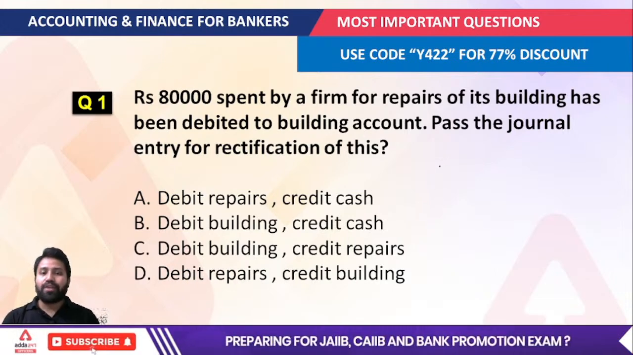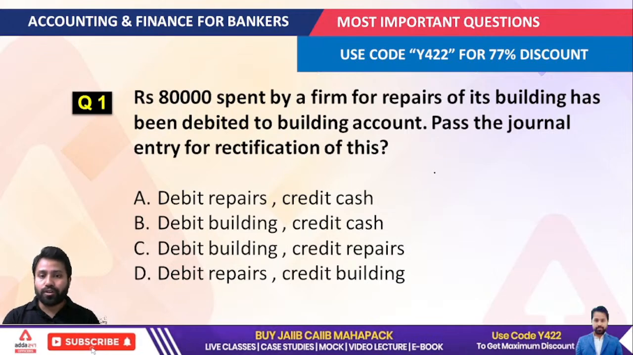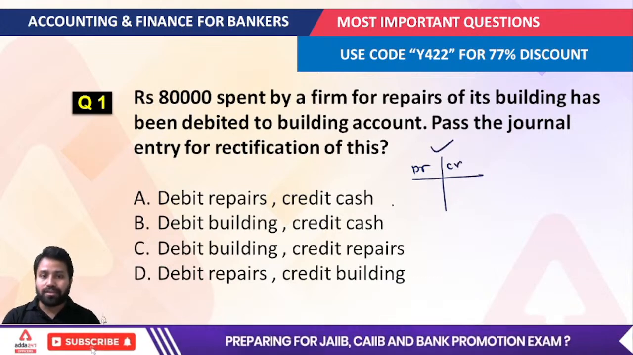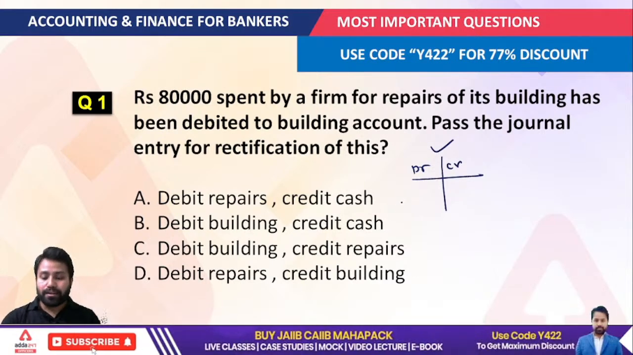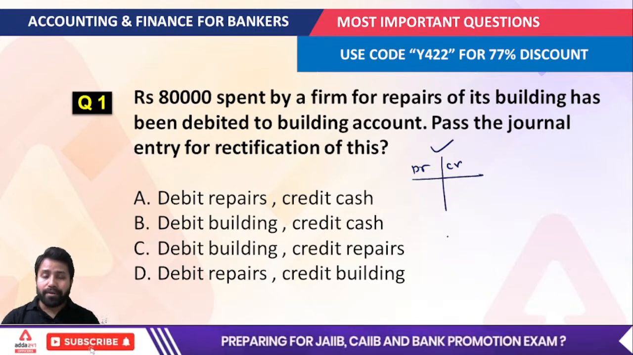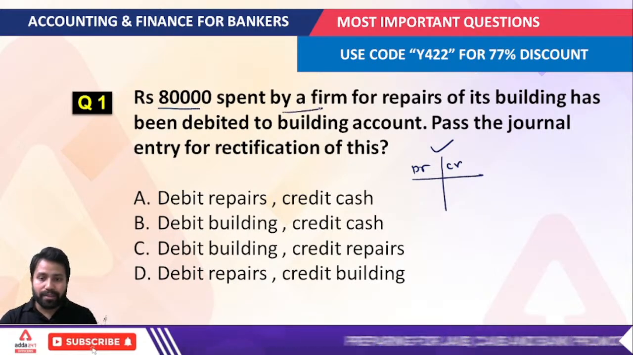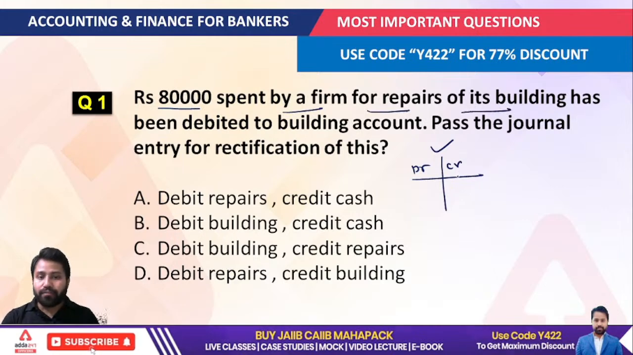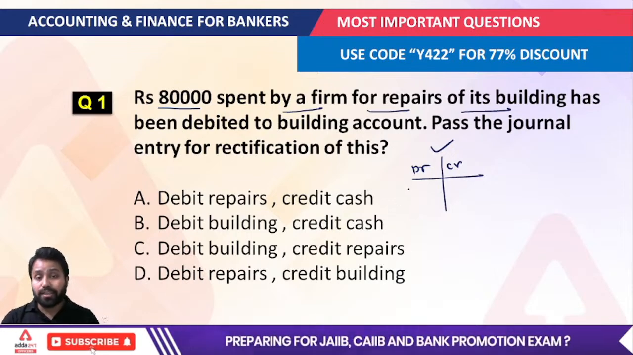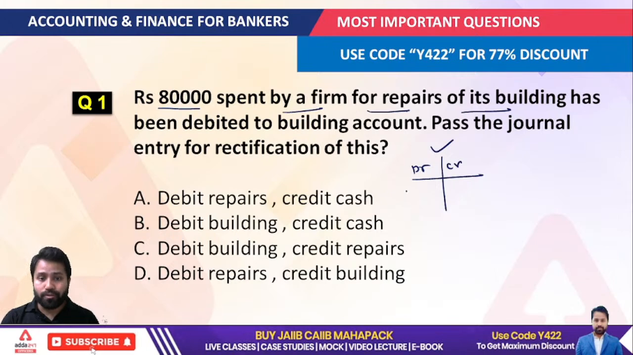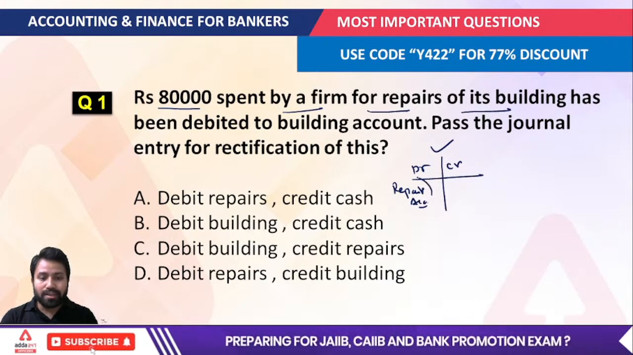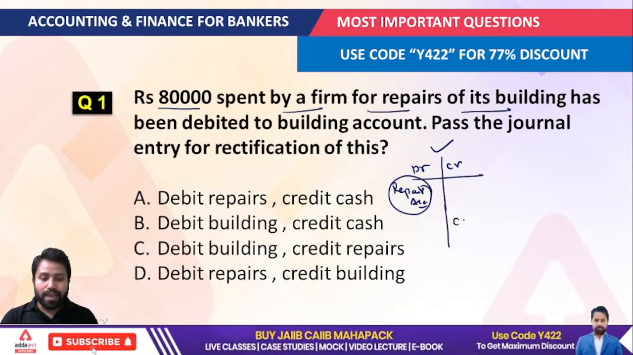The very first thing, whenever you do questions on rectification of entries, is to make the correct entry. What should be the correct entry for this transaction? 80,000 is spent by a firm for repair of its building. That means there is just the introduction of one account, the repair and maintenance account, or in short the repair account. And the other account that is going to be credited is the cash account.